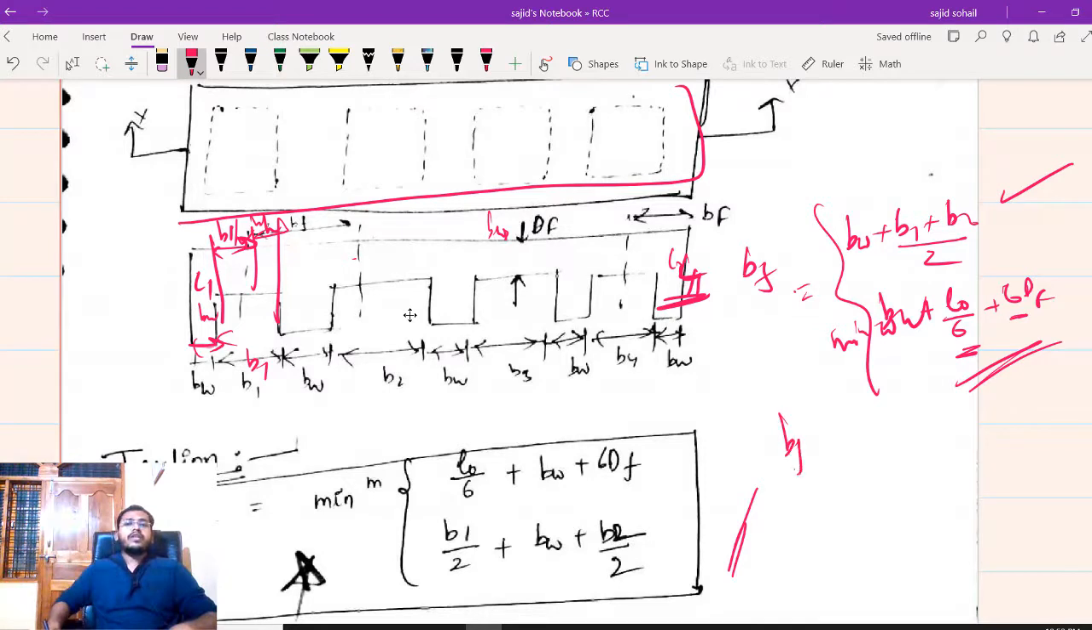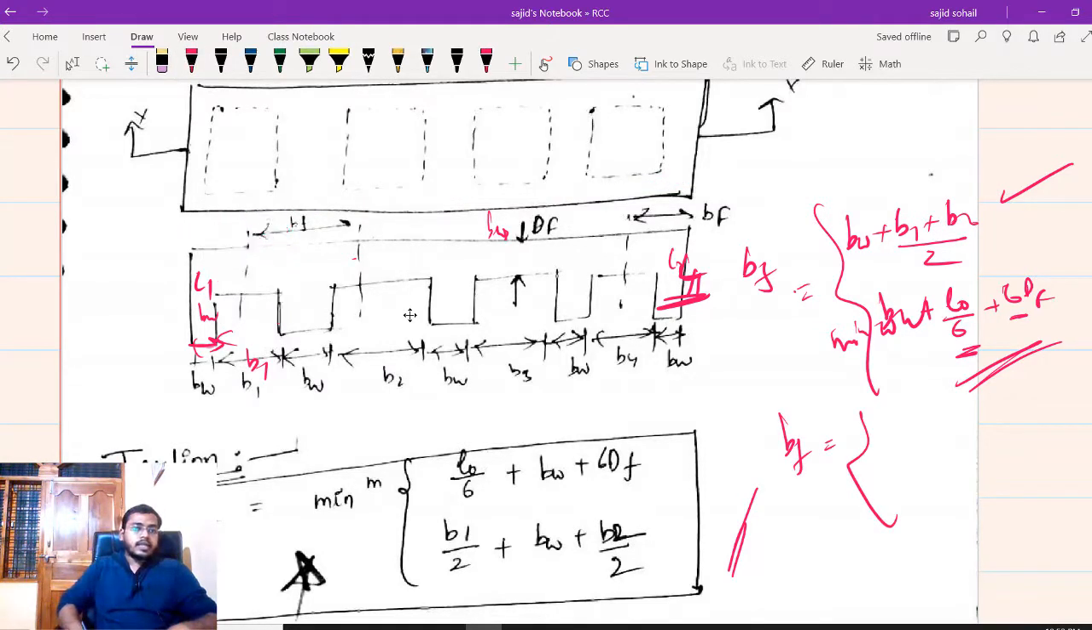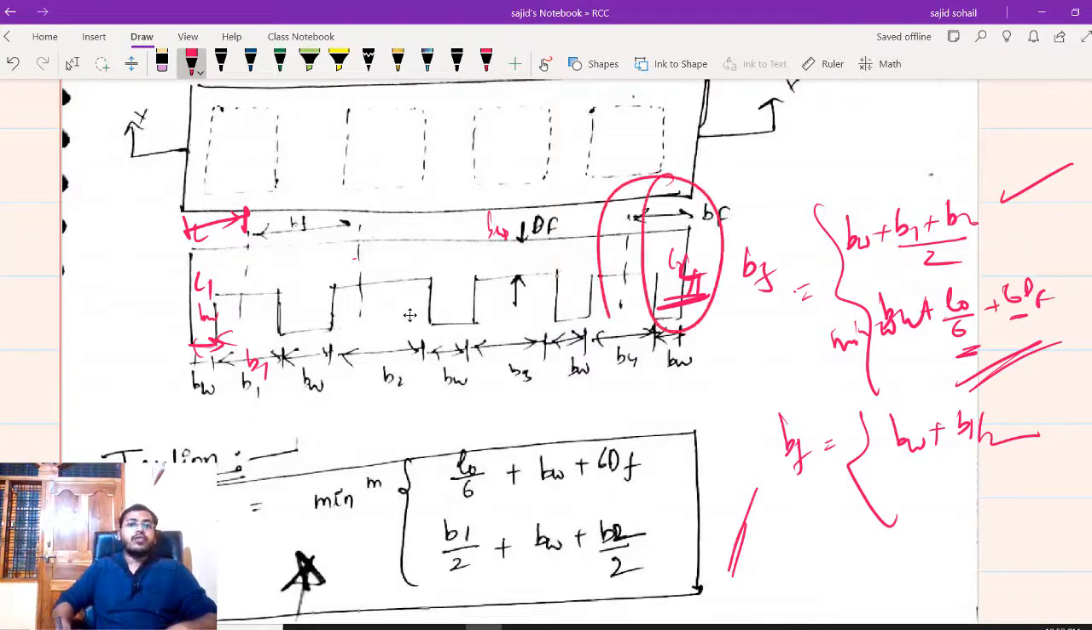If you want the width of flange, what will it be? If you want this distance from here to here, it will be bw plus b1 by 2, right? If you want to talk about this L4, then bw plus this distance, what is it? It is b4 by 2, because this distance is b4, उसमें आधा कितना? b4 by 2. This is bw, this is b4 by 2. So bw plus b4 by 2 will be your width of flange when it comes to L section.